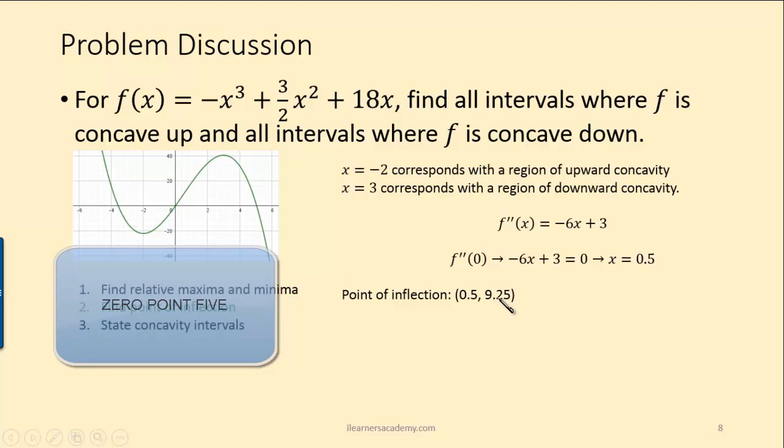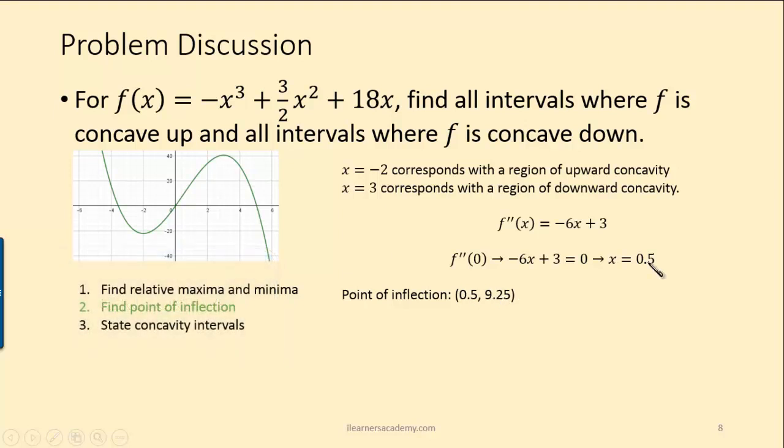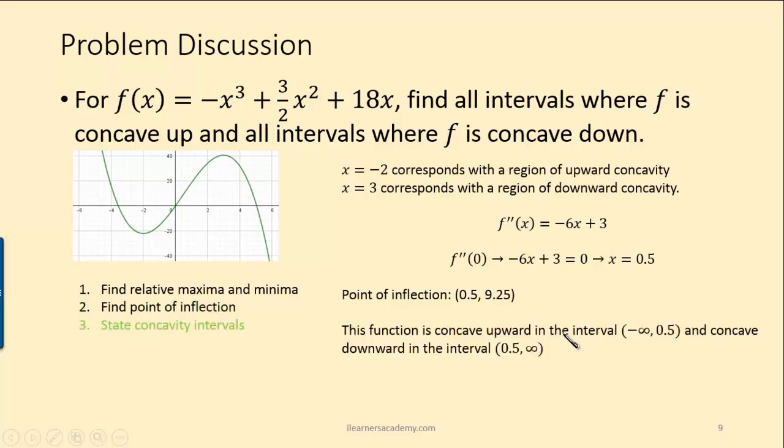And so I know that the point of inflection is at 0.5, 9.25. Again, where do I get this 9.25 from? I simply put 0.5 here. In other words, I find f of 0.5, put these values in here, and I get 9.25. So the point of inflection is going to be 0.5 and then 9.25. And that's it. I now can find these regions.